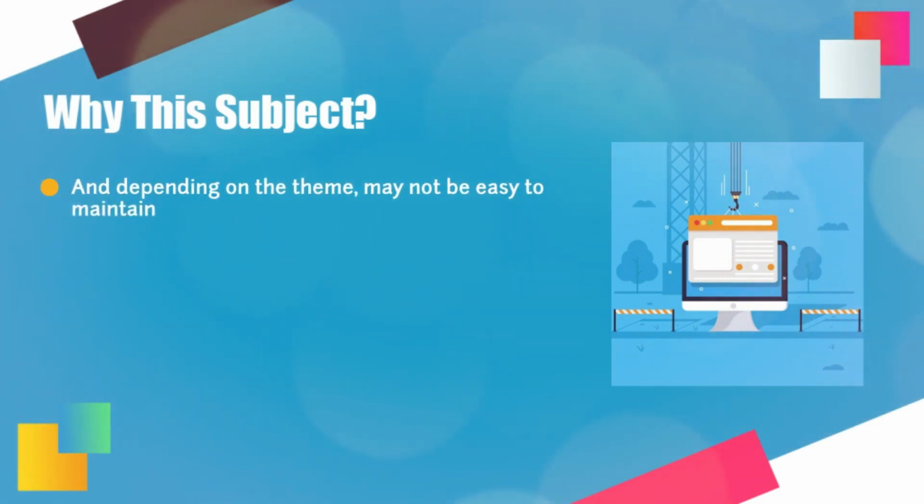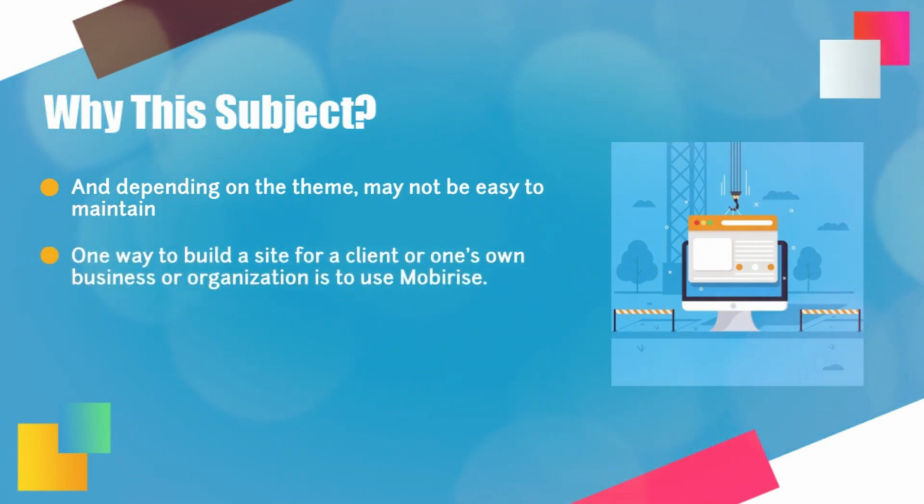And let's say that you find a theme that you like. Typically, that may not be easy to maintain. It may be easy to get installed. Once again, it's just not easy to maintain. So one way to build a site, whether or not it's your business or your organization, is to use Mobirise. Mobirise is a way for you to build a site that really helps you with all these things. And again, it isn't WordPress.